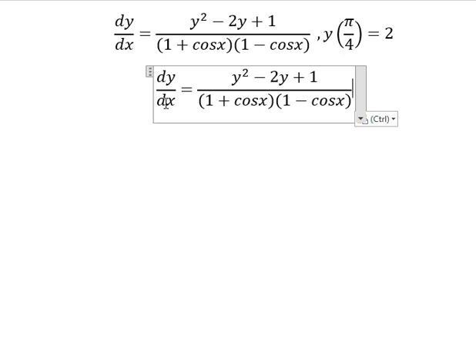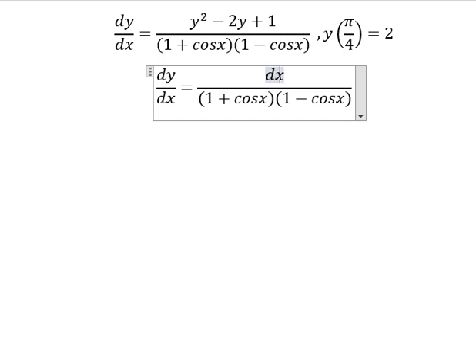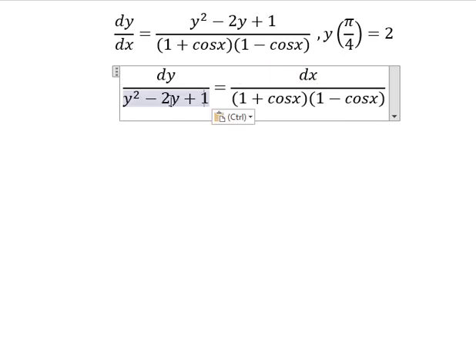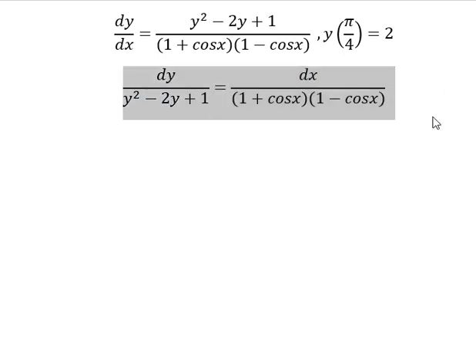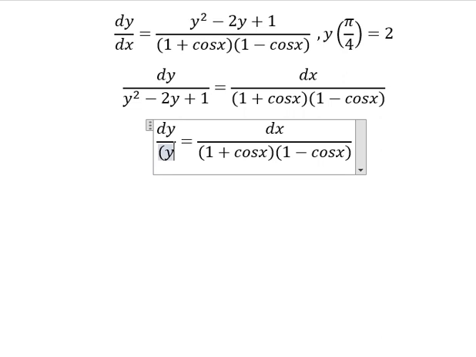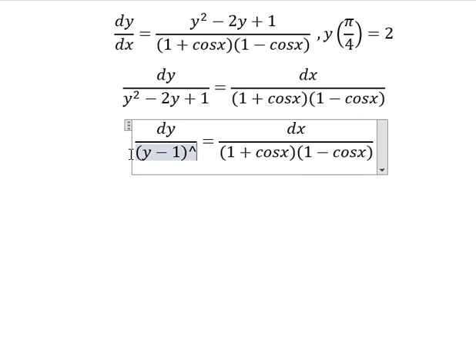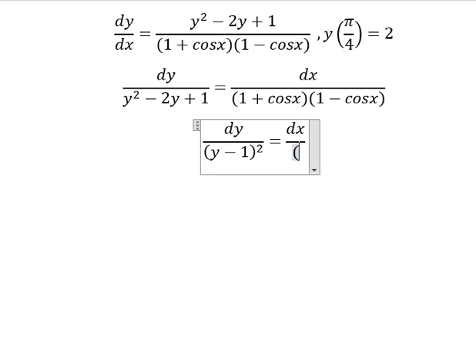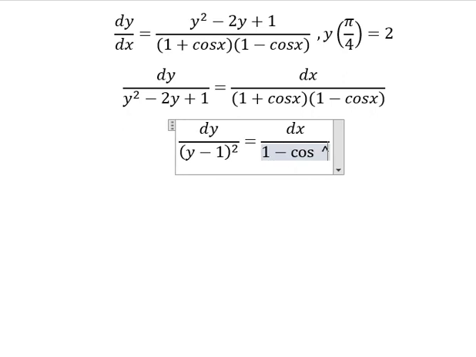So the s I will put on the right. This one I will put on the left. Next, this one that is about identities, we need to change by y minus 1 to the power of number 2. This one that is about identities, so we change by 1 minus cosine x squared.